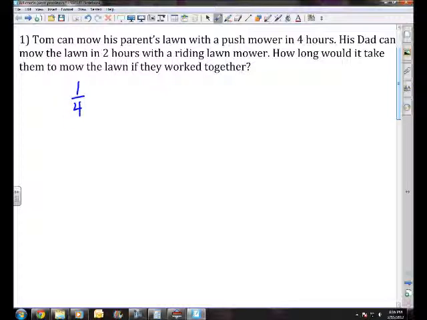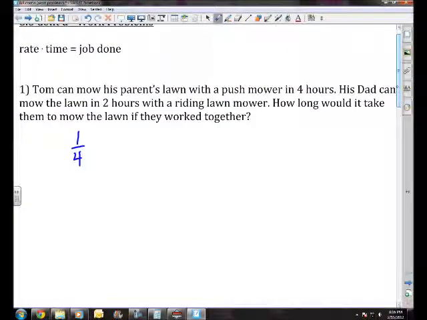All right, how long is he going to be working? We found a rate. Now we need the time. How long is he going to be working? Well, we don't know that yet. Him and his dad are going to be working together. We don't know how long it's going to take them. We'll make that our variable. We'll call that t. So this is how long Tom is going to be mowing.